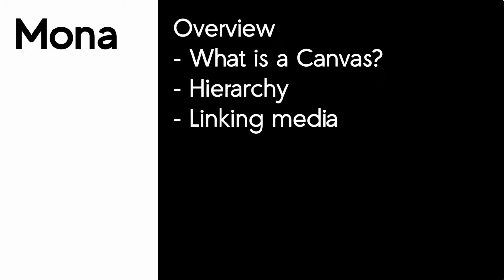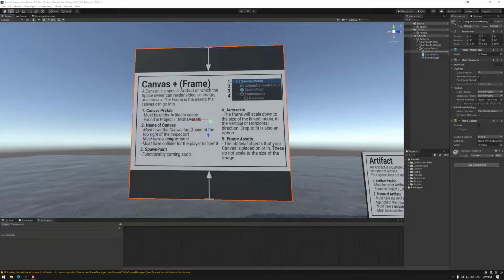Welcome to Mono Tutorials. In this session we're going to be focusing completely on canvases. In this tutorial we'll be looking at what is a canvas, we'll look at the hierarchy structure, and we'll be looking at linking media and other settings in the wallet.